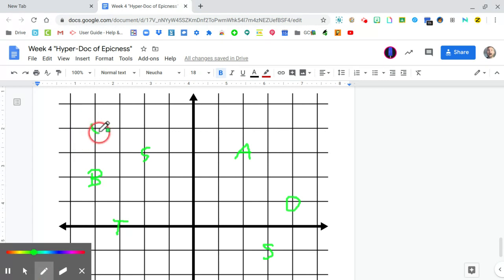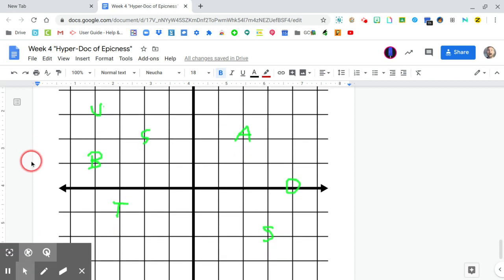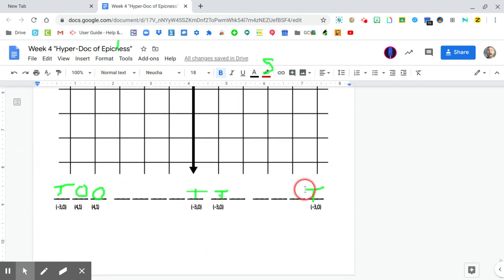So you're just going to continue plotting the rest of the alphabet at random places on the coordinate plane, so that people have to search for the correct words according to the ordered pairs. I hope that makes sense, but that's the idea. All right, so have fun. Good luck.